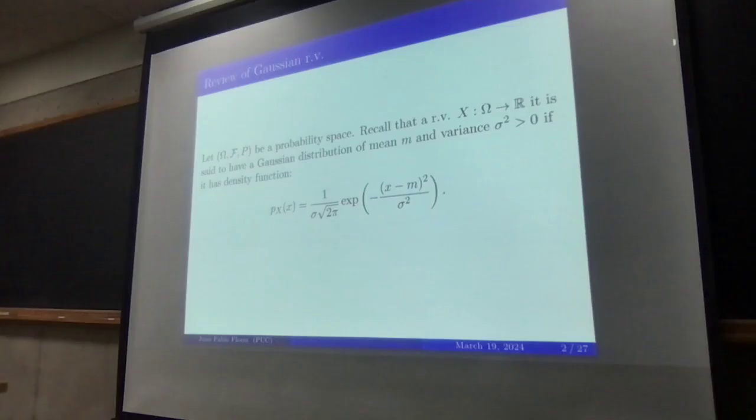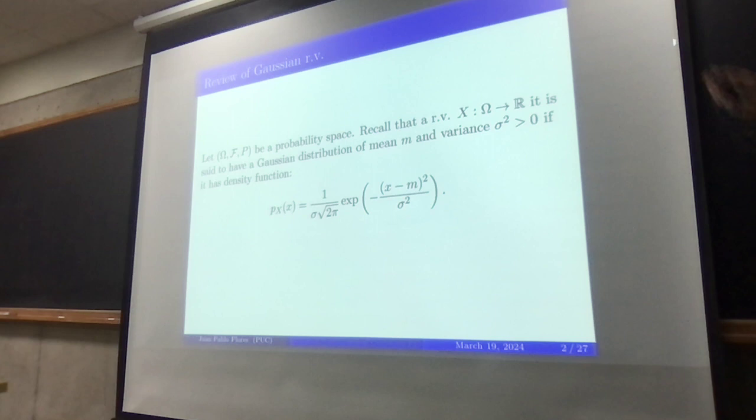So let's begin. We are going to be working with a probability space, omega F P. And recall that a Gaussian random variable with mean m and variance sigma squared is a random variable that has this density function. Yes?